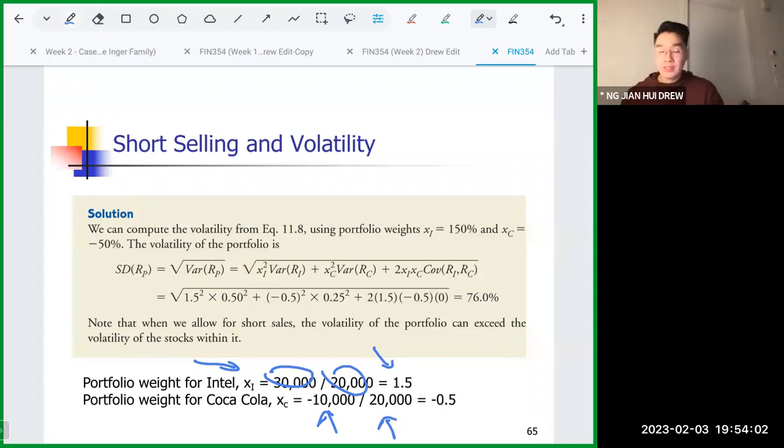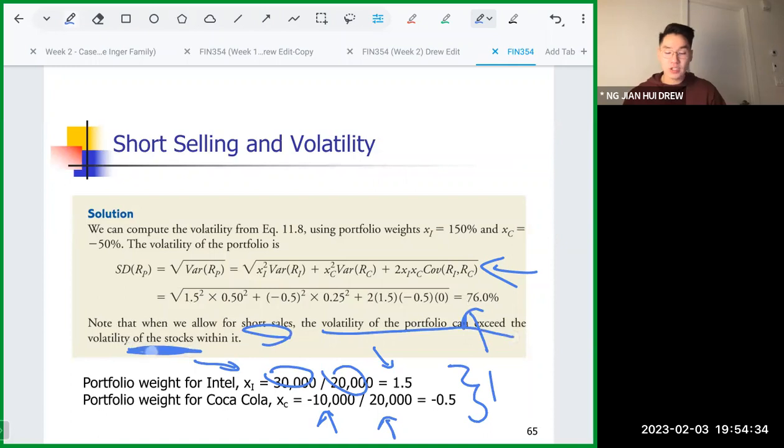What's important to take note of is that the total weight here must always be one. One means 100% of the weight, so it cannot be more than 100%. A short position basically gives you a negative weight, which is why I say when you take leverage, it becomes a negative. Once you know this concept, now it's very simple. You plug it into this formula, which we talked about in lecture 2A, and then, voila, you just get the SD for the portfolio. We notice that when we do short positioning, the volatility of the portfolio can exceed the volatility of the stocks, meaning we are actually taking on more risk in order to get more return.